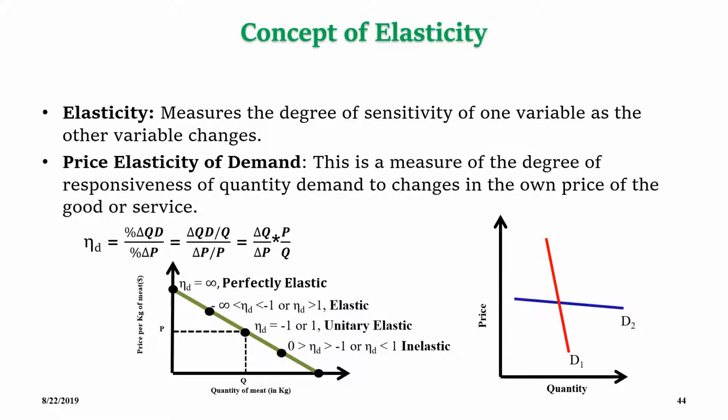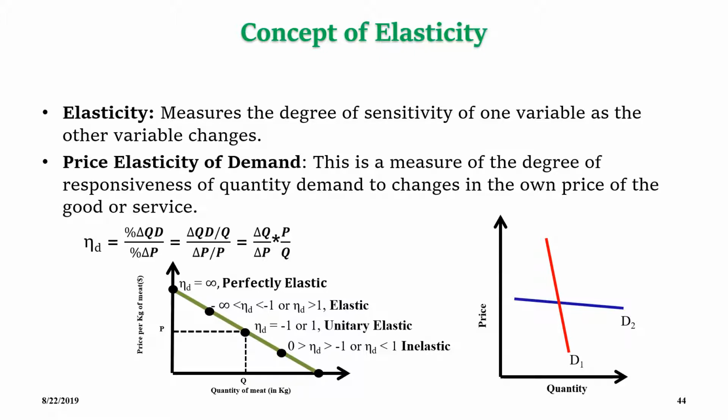So this is what I expected you to know. Now let's look at elasticity. What is the concept of elasticity? Elasticity is just the degree of sensitivity of one variable as the other variable changes. Price elasticity of demand measures the degree of responsiveness of demand to changes in price. It shows how demand responds to changes in price. Demand is perfectly elastic if the elasticity of demand is infinity. Now, delta Q over delta P times P over Q, that's elasticity.